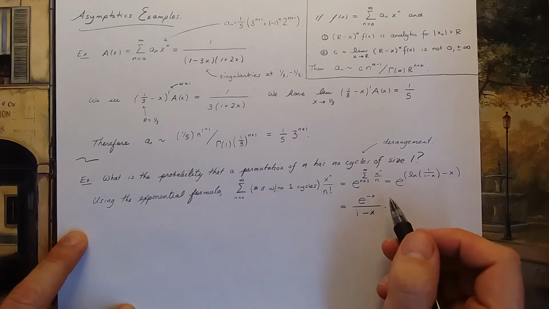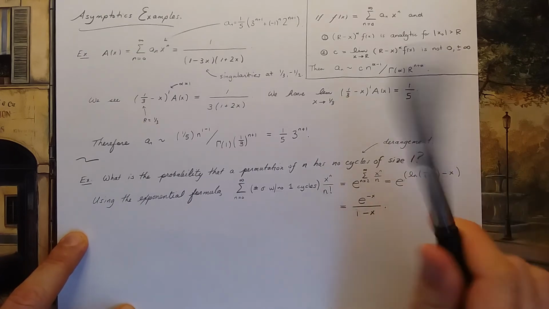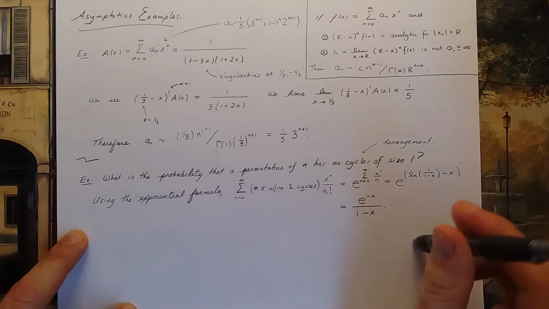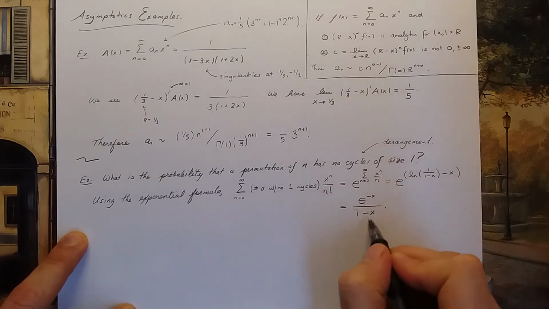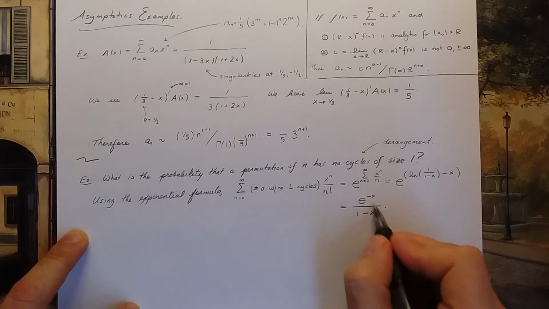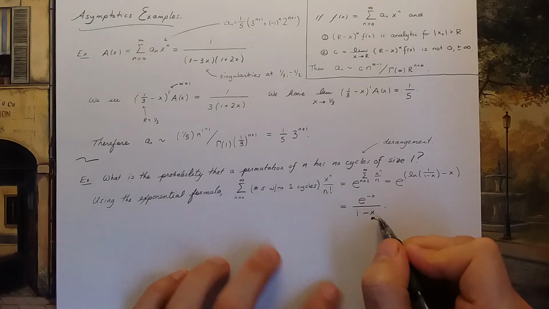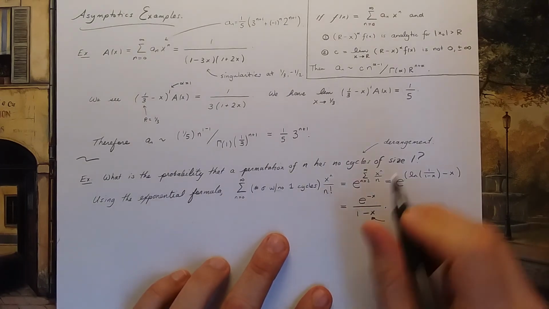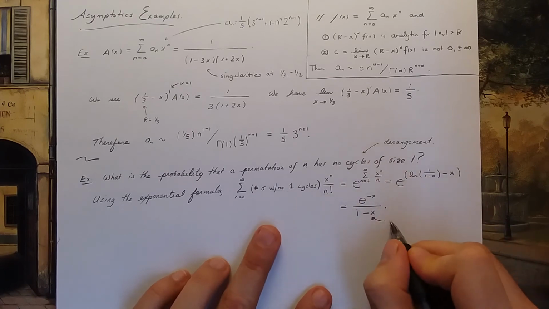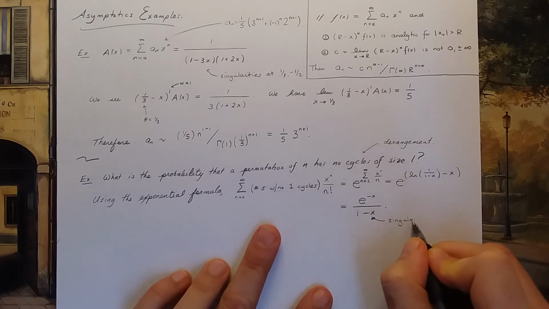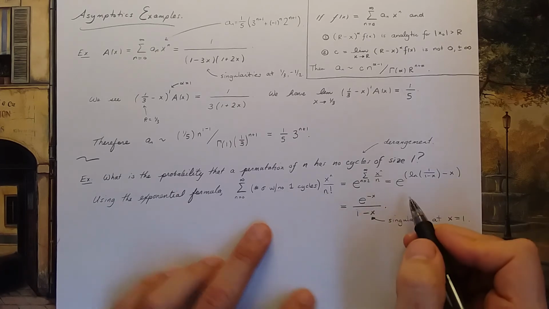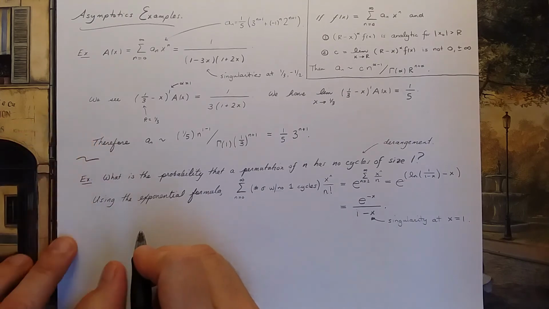That's the answer. And this expression is perfect for our asymptotics ideas. Our asymptotics ideas tell us to look for the singularities of this function. So this function has a singularity at x equals 1. You can't plug in x equals 1 because then you'd be dividing by 0. And that's really the only singularity of this function whatsoever. So this has a singularity at x equals 1. So I'm going to take r equals 1 in this example.